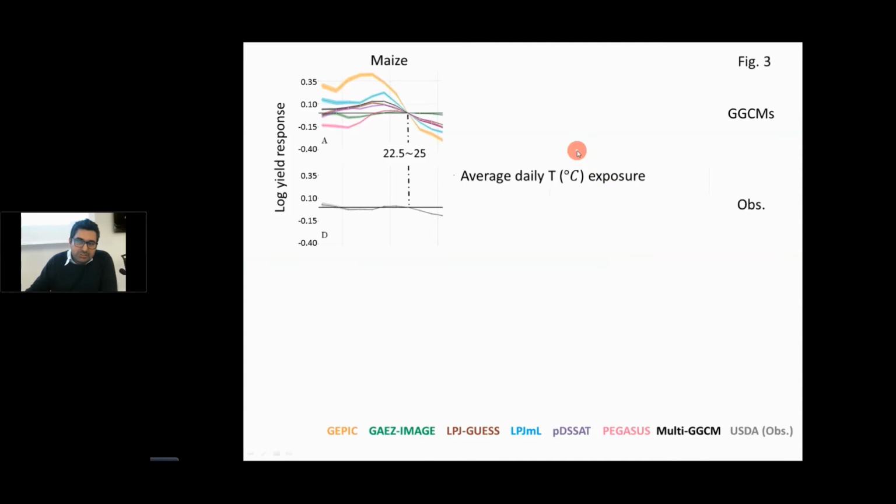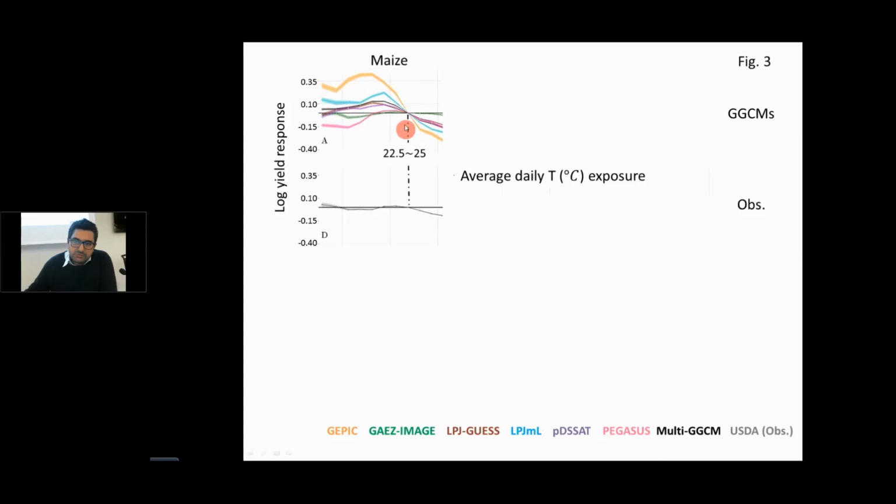So what do these responses look like? What does this mean for the crop yields for every additional day in a particular exposure bin of temperature and precipitation? Here what I'm showing is, for each of the 6 crop models, which are colored over here, along with the multi-crop model panel, the y-axis is the log yield response. So to interpret, it is a percentage scale. And what we are looking at on the x-axis are the temperature bins over here.